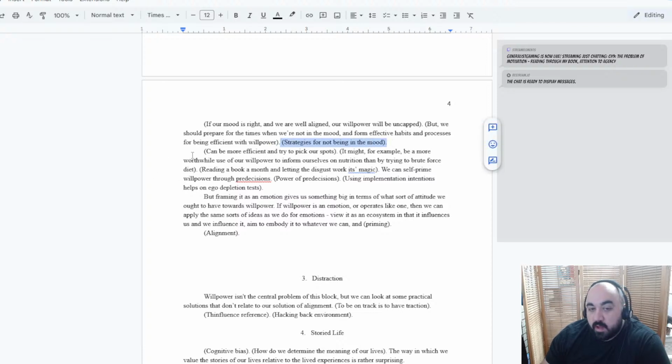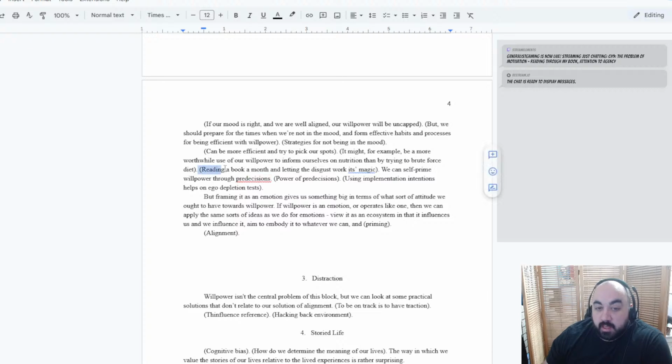We can be more efficient and try and pick our spots in the event that we're not in the mood. It might, for example, be a more worthwhile use of our willpower to inform ourselves on nutrition than trying to brute force diet. This is an interesting thing, where I think that brute force dieting, relative to reading a book on dieting, if you've never read a book on dieting, is probably not very effective.